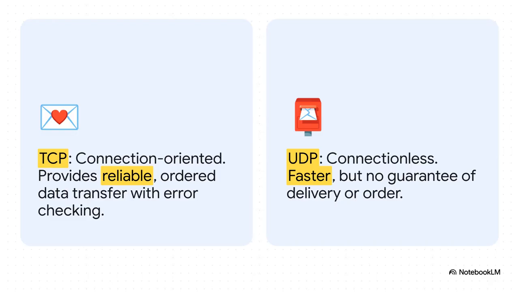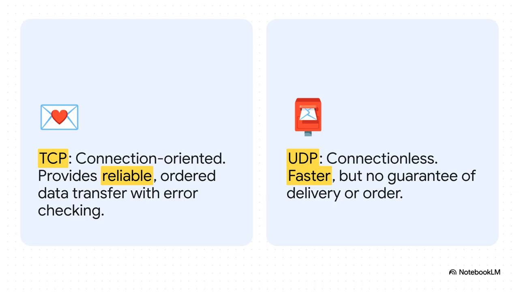Now, Layer 4 has two main flavors, TCP and UDP. This is a huge concept. TCP is like sending a package with delivery confirmation. It sets up a connection, makes sure every piece arrives, and asks for a resend if something's missing. It's super reliable, but a little slower.